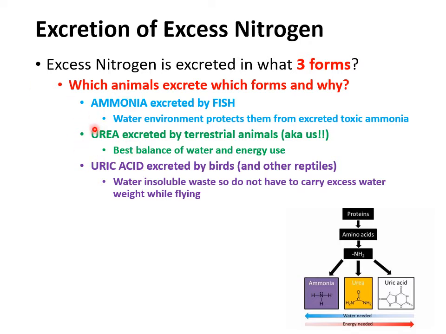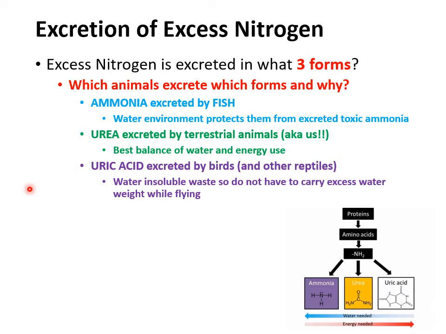Next up, you have urea, and that's the form of excess nitrogen excretion that we use and other terrestrial, or land, animals use. As you can see in this figure, it's the perfect balance, the intermediate when it comes to water needed and energy needed. Because if you're a human, you've got plenty of other things to worry about. You don't want the reaction that's going to require the most water or the most energy to deal with it, and it's not going to be toxic to us the way that ammonia would be. So we have urea.